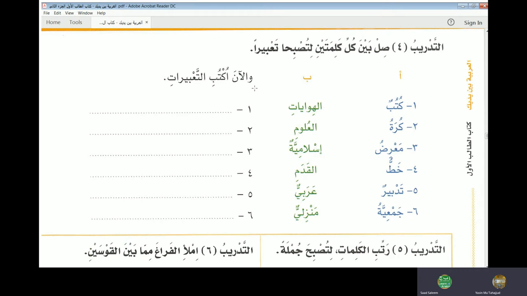So let's see, kutubu. I will connect kutubu with al-ulum. Kutubun islamiyatun, Islamic books.